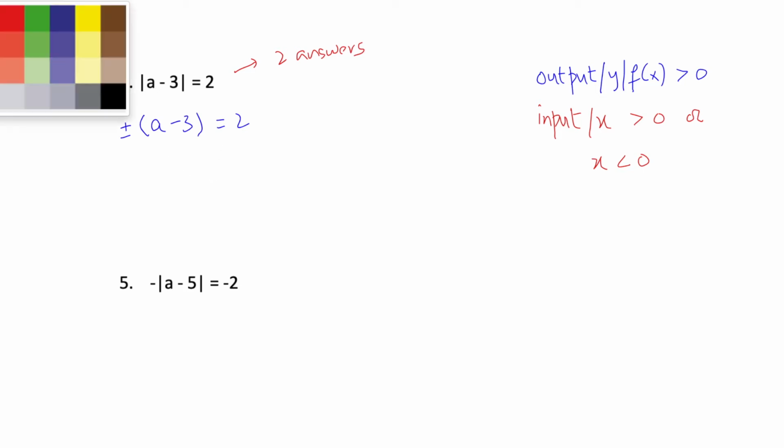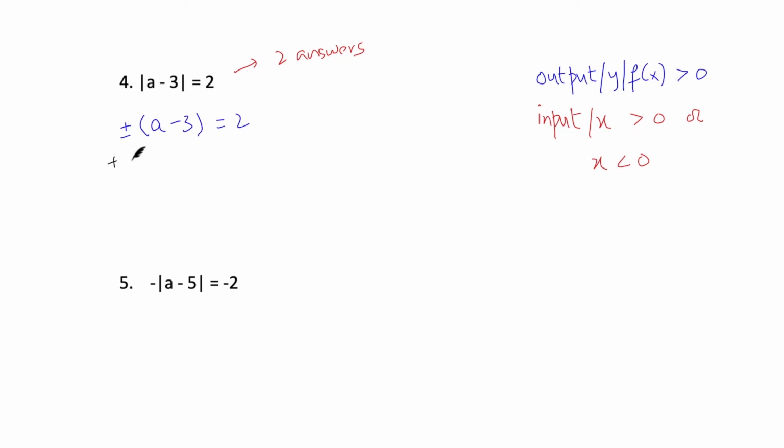Let me solve this and let's see what we get. With the positive, we have a minus 3 equals 2, and with the negative, we have minus (a minus 3) equals 2. Let's do the math. a equals 5, 2 plus 3 is 5, and over here you can either take the negative sign to that side or multiply this with this expression. Minus a plus 3 equals 2, minus a equals 2 minus 3 which is minus 1, and a equals 1. So we have two answers, a equals 1 and a equals 5.